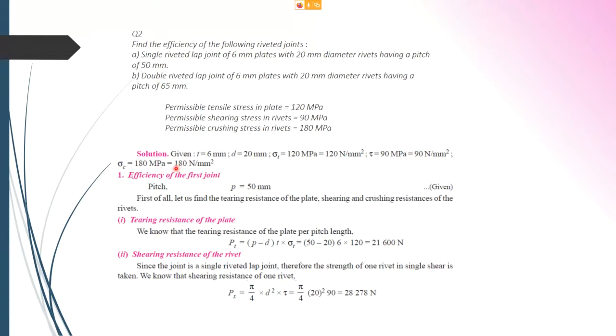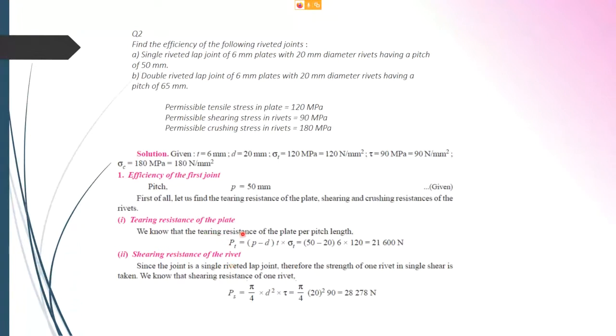So for the first part, you have to find the joint efficiency based on the data that is given in part 1. Before you can calculate the efficiency, you have to calculate the tearing resistance, the shearing resistance, and the crushing resistance. All three strengths: the tearing strength, the shearing strength, and the crushing strength. Why do you need to calculate them? Because you need to choose the minimum, the least of these three forces, loads, or resistances.